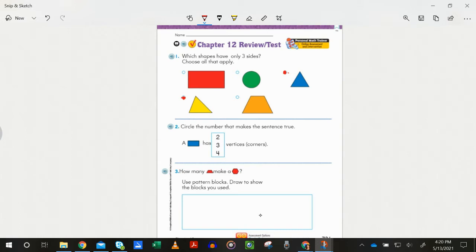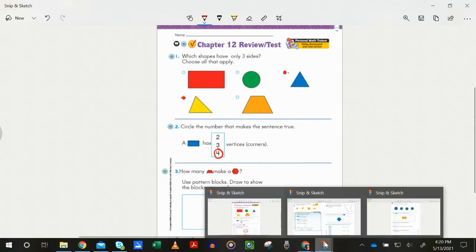Number 2, circle the number that makes the sentence true. A rectangle has 2, 3, or 4 vertices. Which one is true? 4. There we go. Okay, how many trapezoids make a hexagon? Hopefully you drew something that looks about like that. Okay, showing that we have 2 trapezoids making a hexagon. And your picture may look a little bit different, but that's what we're going for, right?